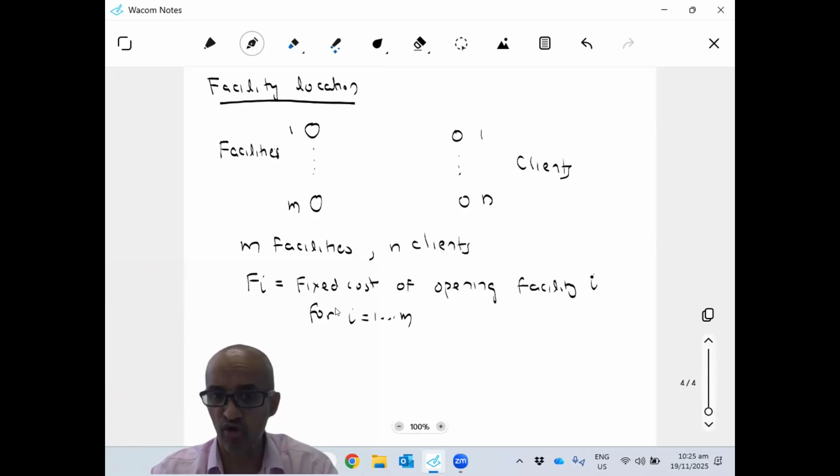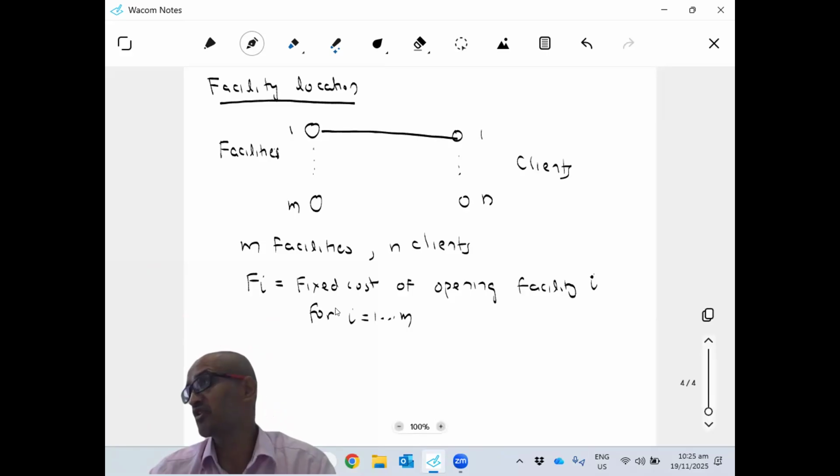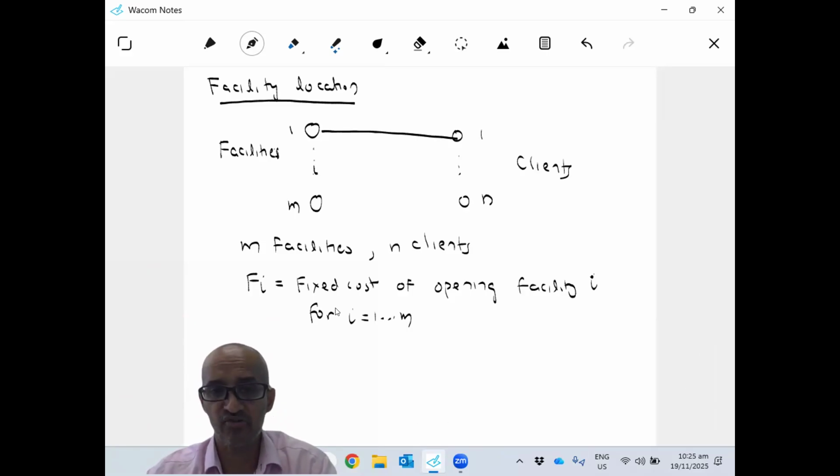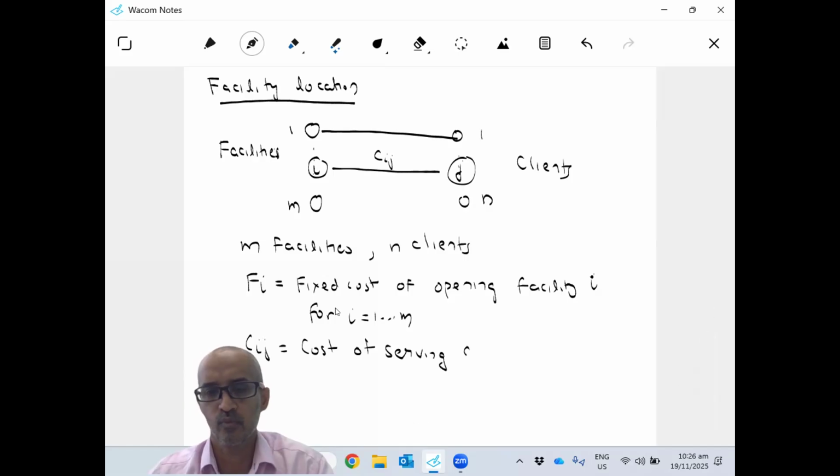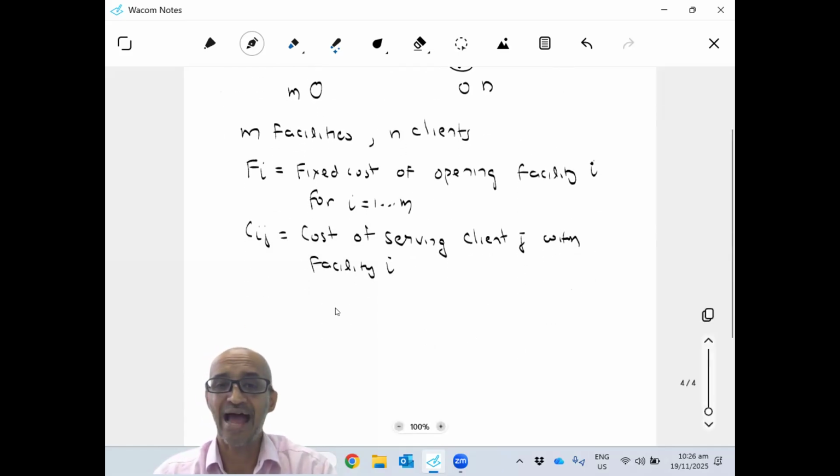open a facility, there's a cost associated with serving a client with a facility. So if I take facility i and client j, the cost of serving client j with facility i is c_ij. Okay. So c_ij is the cost of serving client j with facility i.